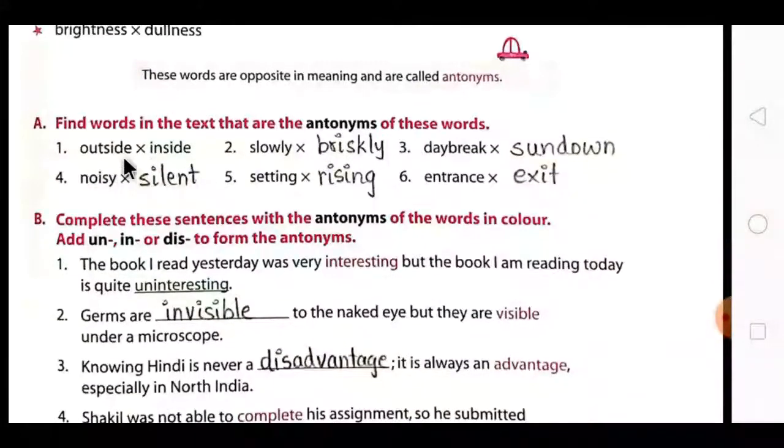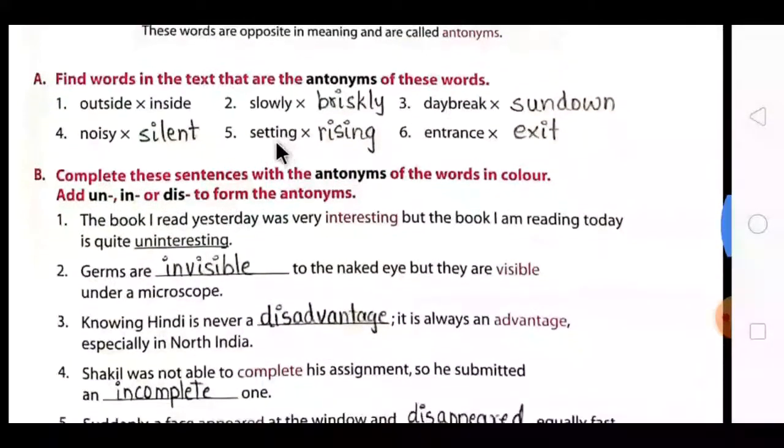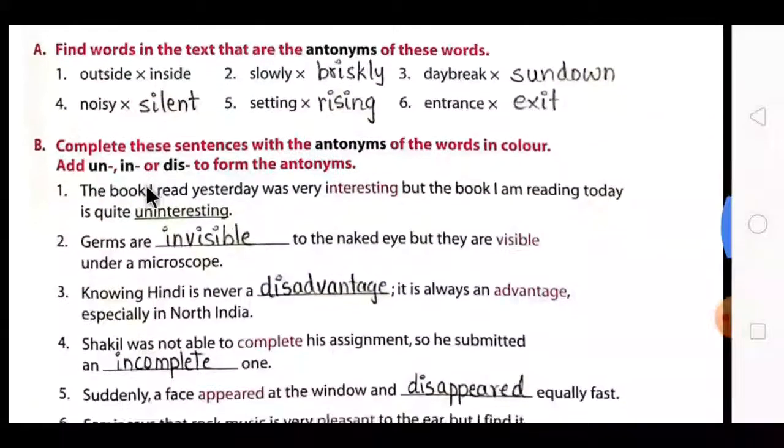Now you have to find the words from the text which are opposite of the given words. The first one is outside, inside. Second one, slowly, briskly. Third one, daybreak, sundown. These words are all mentioned in the chapter, dear students. Noisy, silent. Setting, opposite, rising. And entrance, opposite, exit.